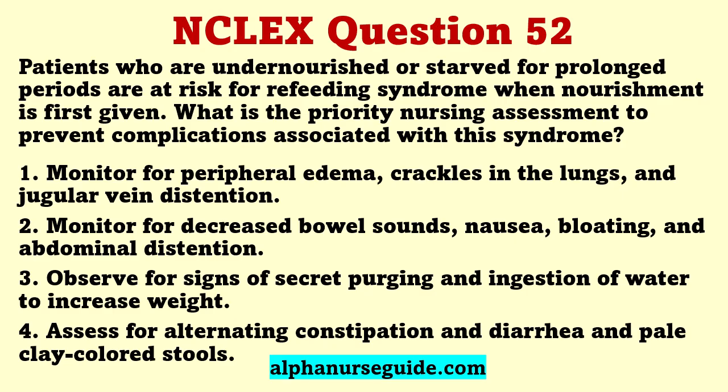The correct answer is 1. Monitor for peripheral edema, crackles in the lungs, and jugular vein distension. Rationale: Refeeding syndrome occurs when aggressive and rapid feeding results in fluid retention and heart failure. Electrolytes, especially phosphorus, should be monitored, and the patient should be observed for signs of fluid overload.